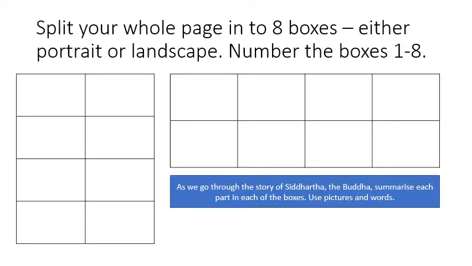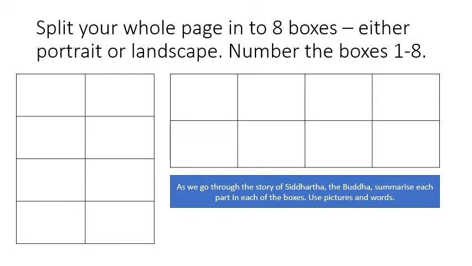The first thing I'd like you to do is split your whole page into 8 boxes. Now you can decide whether you do this portrait or landscape. I do not mind. Make your decision and then use a ruler and a pencil to split your whole page evenly into 8 even boxes. Once you've done that, can you please number the boxes 1 to 8. Now pause this video so you can do that and then come back when you're finished.